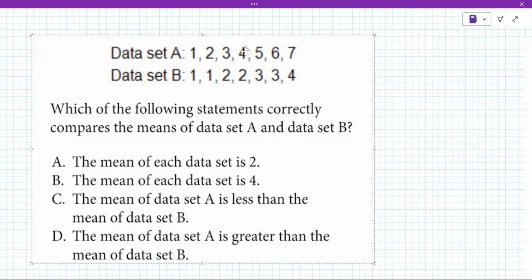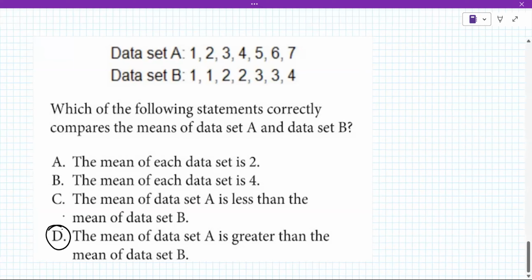So what would be your answer here? Which is bigger, which is smaller? The data set A is bigger, is greater. Yes. So which answer would you select? D. Good. Okay.